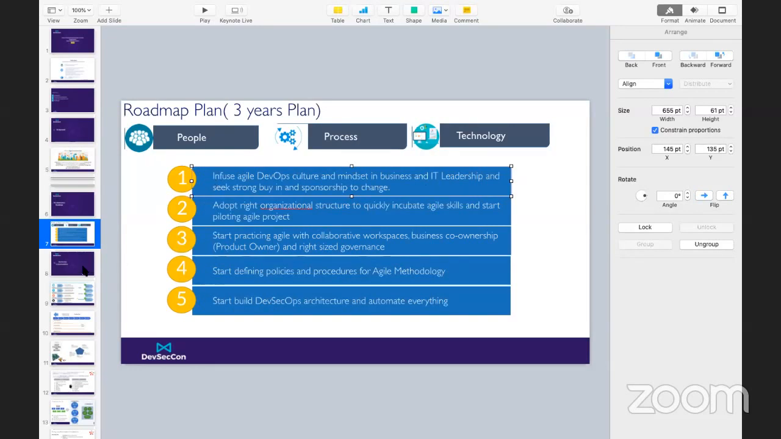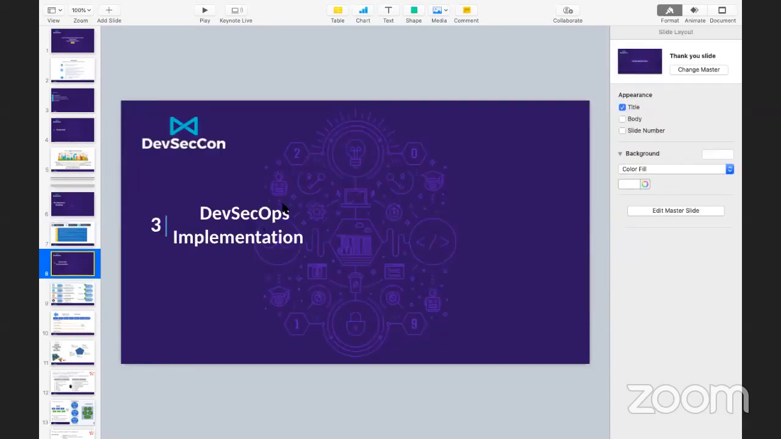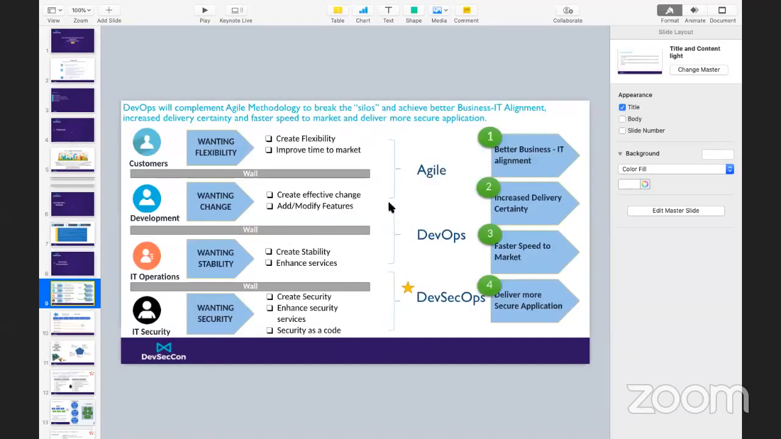Okay, and then the DevSecOps implementation. This is the main part of this. Actually, DevOps will complement the Agile methodology to break the silos and achieve better business IT alignment, increase delivery certainty, and speed to market. And also, if you put security on it, we can deliver more secure applications.